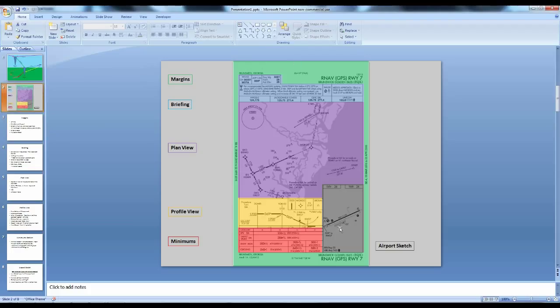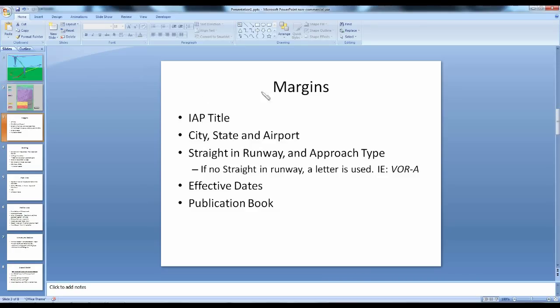Alright, so each section contains different information. All of it is important to us. So let's break down each section first. The first section, the green one here, is the margins. What does the margins contain? And why would we care?